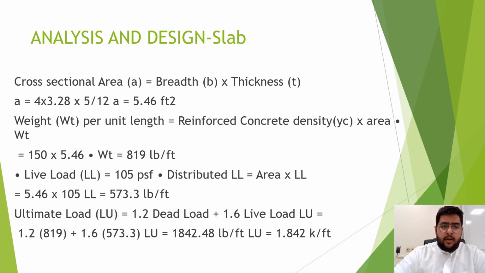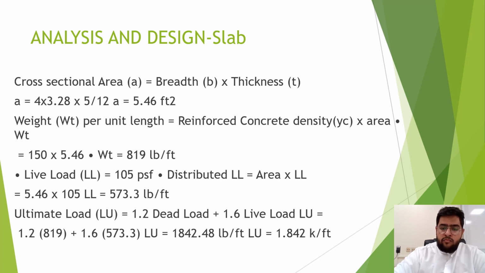First, we need to find the cross-section area by multiplying the breadth by the thickness, and we got 5.46 square feet. After that, we need to find the dead load by multiplying the density of reinforced concrete by the cross-section area, and we got 819 pounds per foot. Then we need to find the live load, which we got from the Saudi code, and we converted it to 105 per square foot.